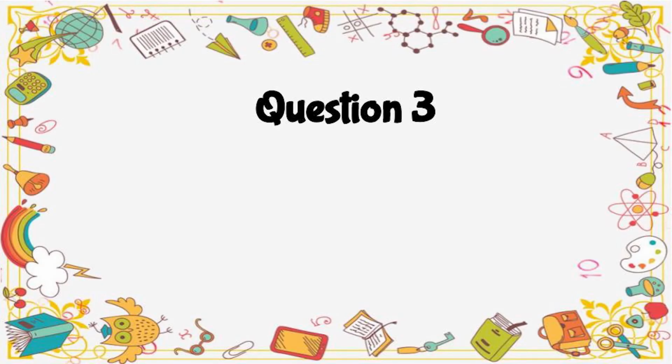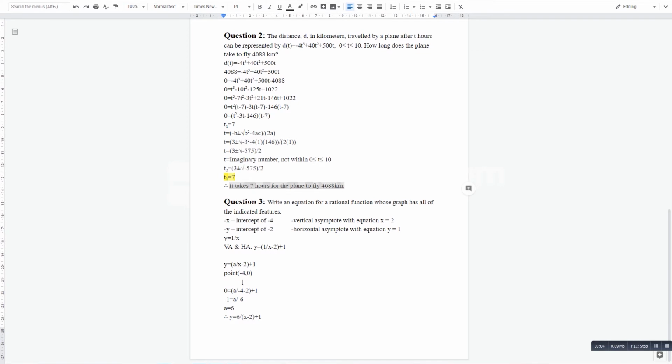Lastly, moving on to question 3. We need to write an equation where all the conditions below are satisfied. These conditions must be satisfied. Knowing that there are 2 asymptotes in this equation, I figured that the base function of this equation must be y equals 1/x.